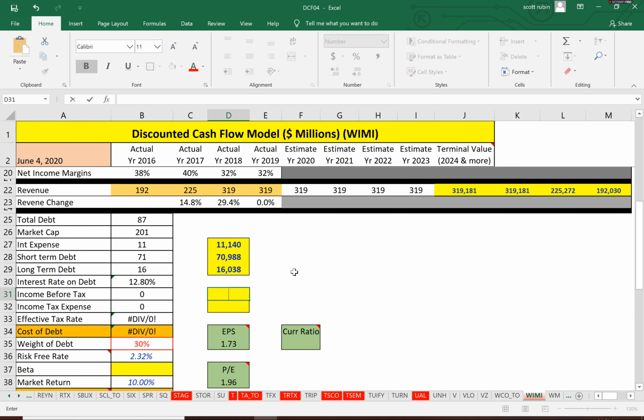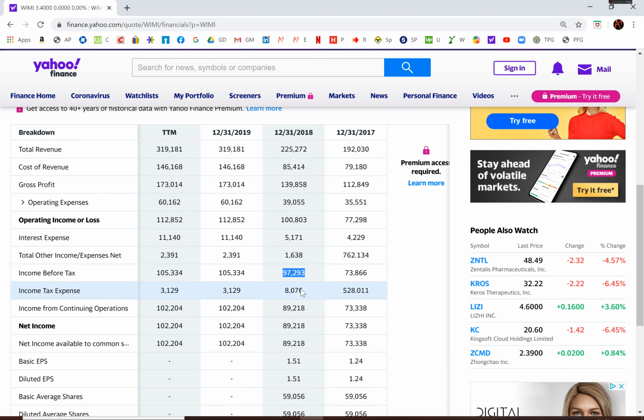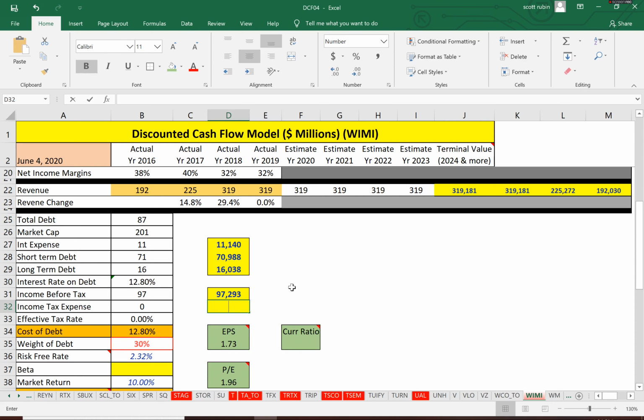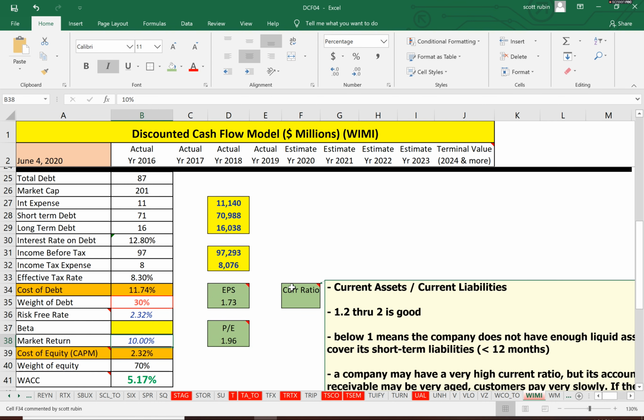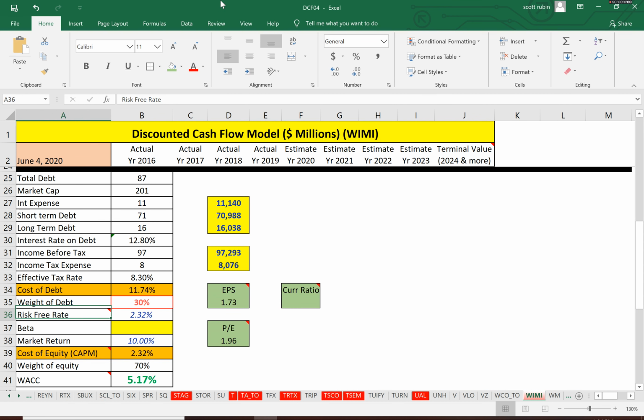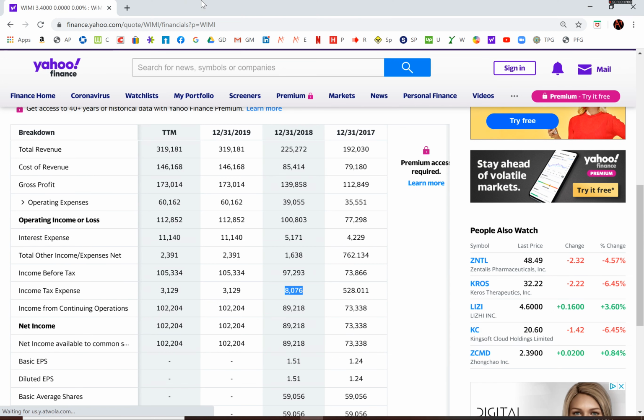That's 97 million income and 8 million of taxes. It's still a low tax rate, but that's maybe just because they're so young. So the cost of debt is almost 12%, and they have 30% of the capital structure's debt, which isn't great, but it is a newer company, or at least a younger company that recently IPO'd. So they may be taking on more debt.